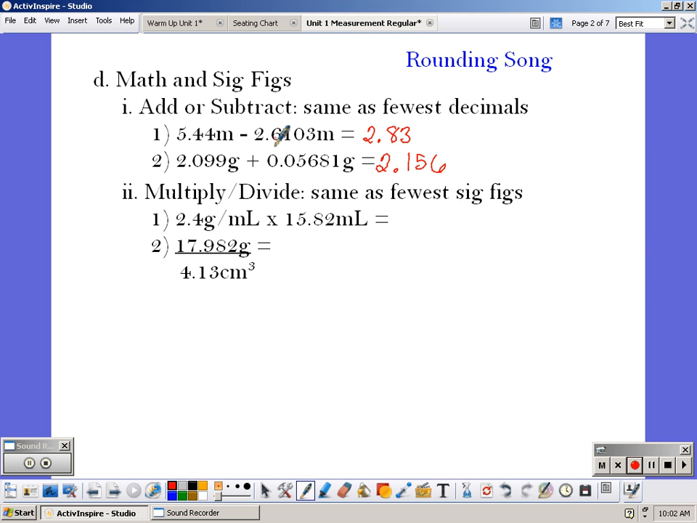When you multiply and divide, you look at the number of significant figures in the entire number. So 2.4 is 2 sig figs, 15.82 is 4 significant figures, so my answer only needs 2 significant figures. It doesn't matter if it's a decimal or not. So the answer here would be 38. 17.982 is 5 significant figures. 4.13 is 3 significant figures, so my answer needs to have 3. So 4.35 would be my answer for this problem.